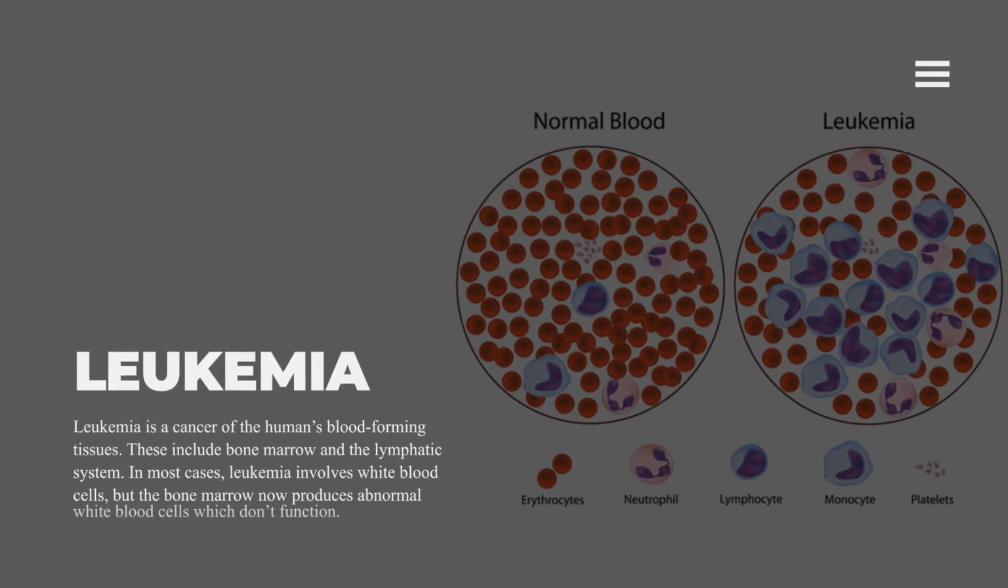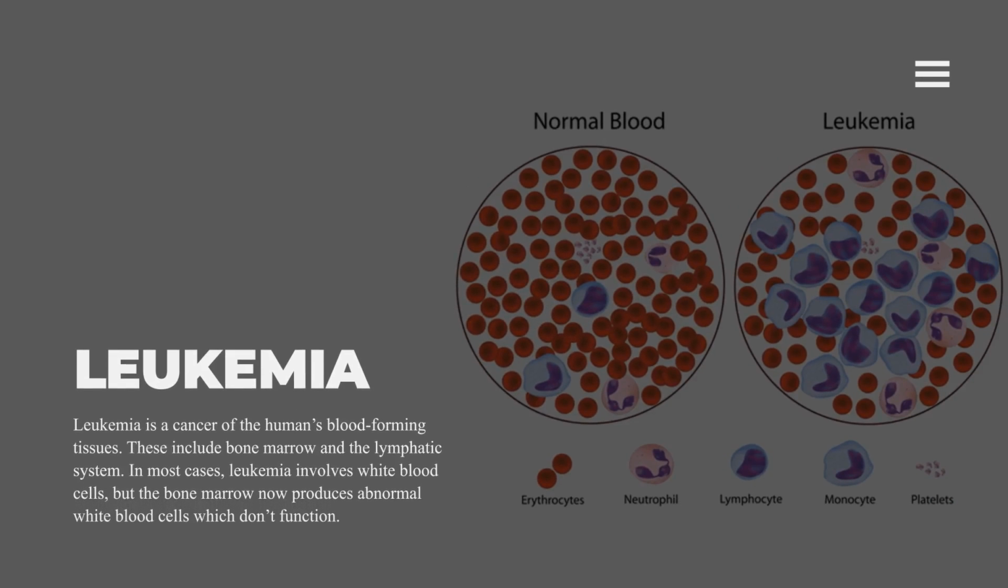Leukemia is a cancer of the human's blood-forming tissues. These include bone marrow and the lymphatic system. In most cases, leukemia involves white blood cells, but the bone marrow now produces abnormal white blood cells which don't function.